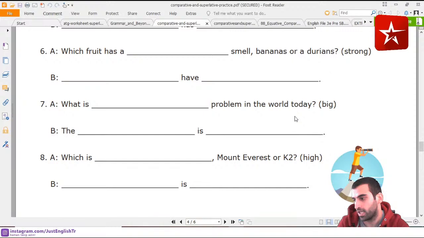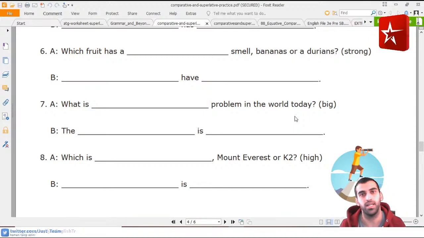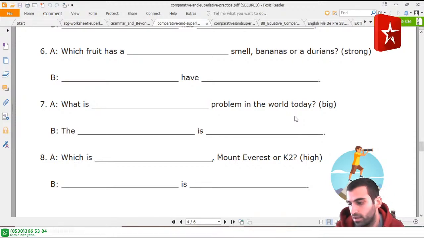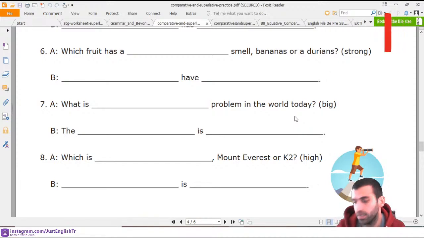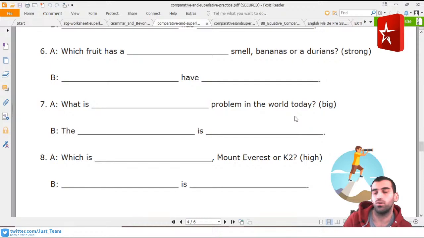Minever says China has a larger population than India. Yes, Minever, your answer is correct. And also Minel wrote the correct answer. Thank you, guys. Let's continue with number 6. Which fruit has a blah blah blah smell, bananas or durians? Which one? Okay, can you write an answer to number 6, please? Durians or bananas?